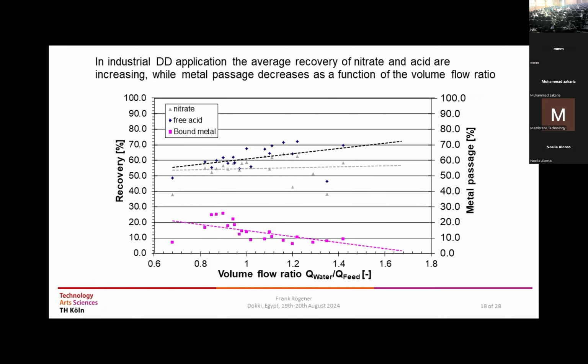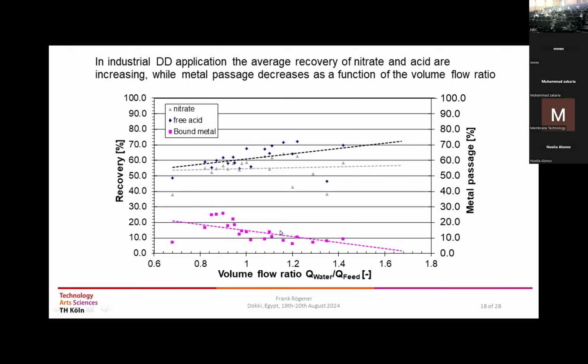Okay, and now the most important things. Normally, or in many cases, the water flow and the flow of the spent acid should be almost the same. This is a recommendation of the providers of the membranes. Here we can see the volume flow was changed a little from time to time, and the volume flow of water to feed was between 0.8 and 0.4, more or less. And here we can see the different recovery rates of the respective ions.